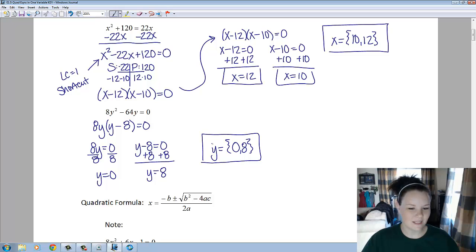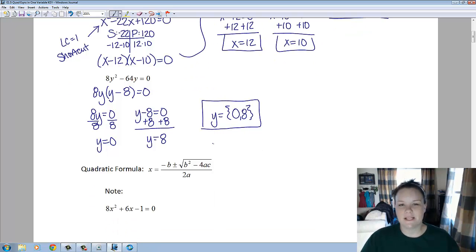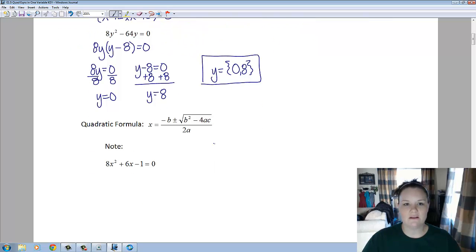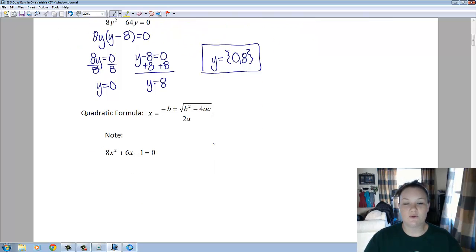All right, so let's go ahead and look at the quadratic formula. Hopefully everybody at some point has seen the quadratic formula. If you look on YouTube and search for quadratic formula song, there's some neat little jingles to help you remember it. The quadratic formula will not be given to you on a test.